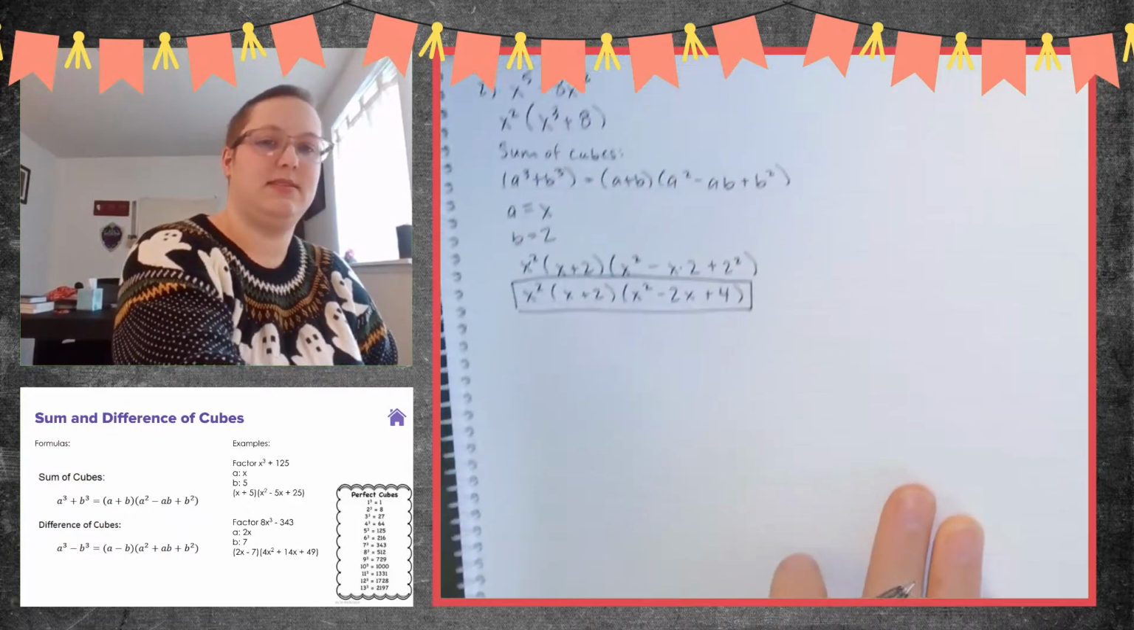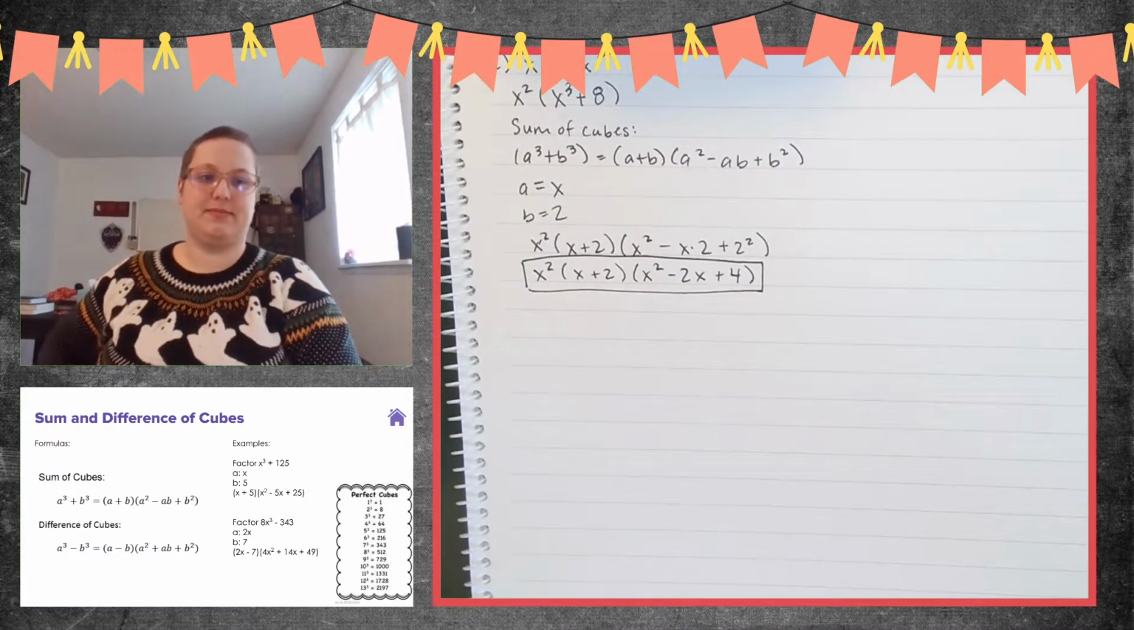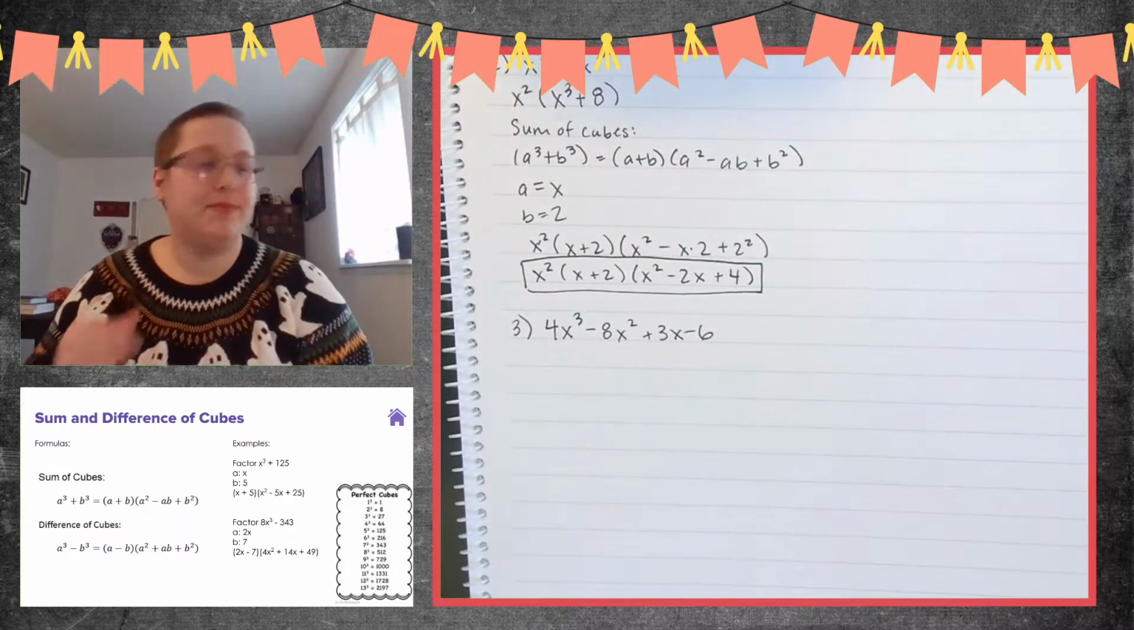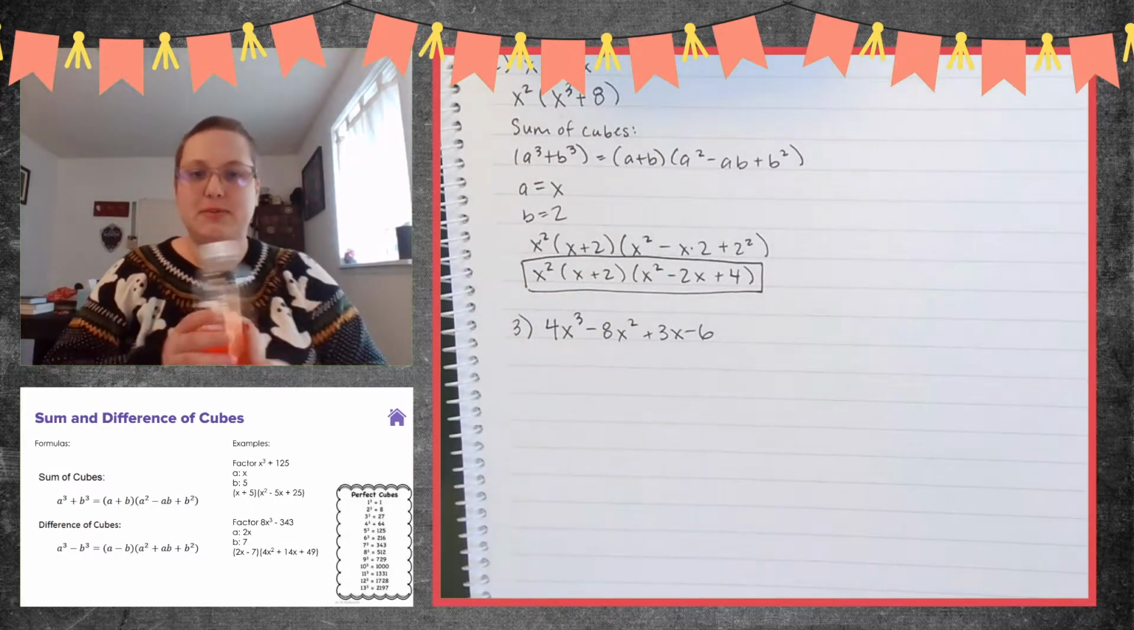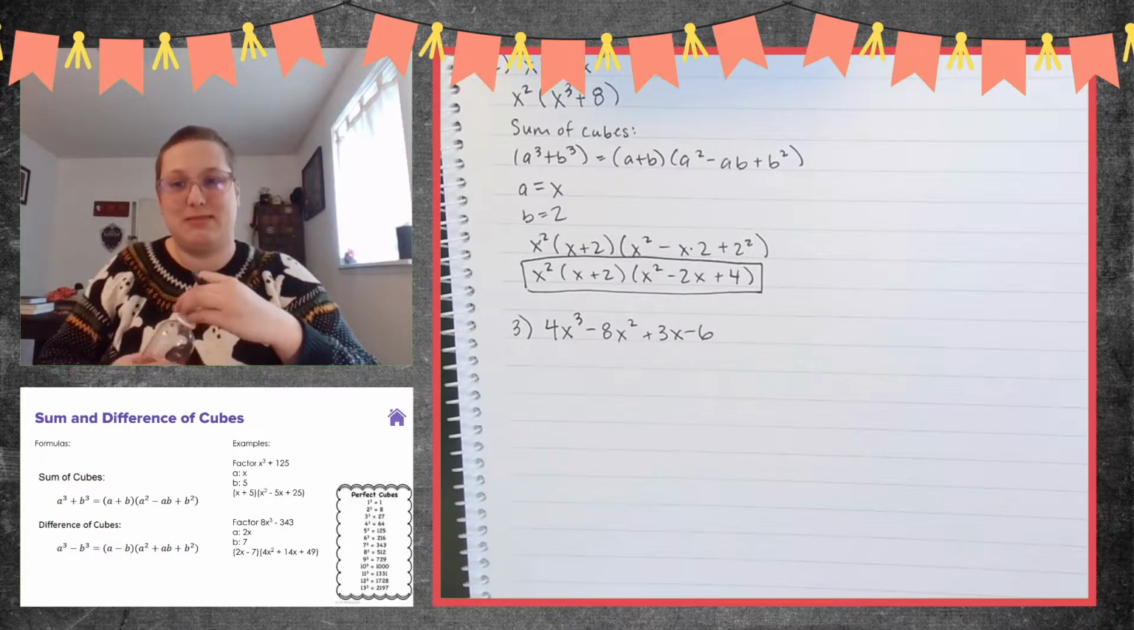All right, let's do another one. All right, let's factor this one. 4x cubed minus 8x squared plus 3x minus 6.